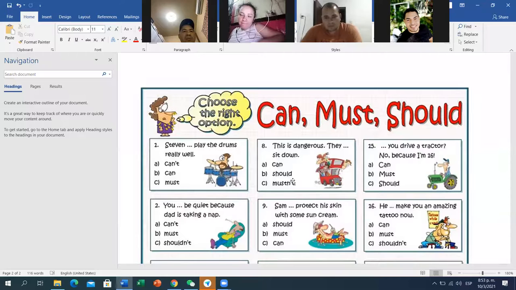What about if it says, imagínense que está rota la silla, es un ejemplo. This is dangerous. They must not. Imagínense que fuera una silla y está rota una banda. Ahí sí sería they must not sit down, right? En este caso, this is dangerous. Y parece como que están arriba. They should sit down.